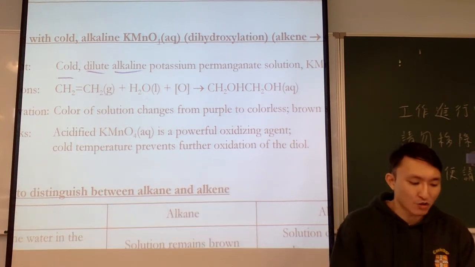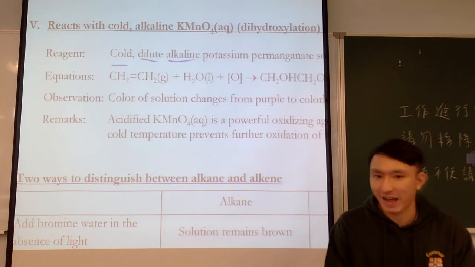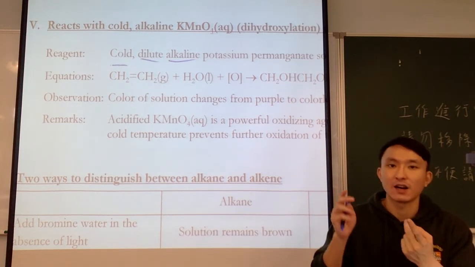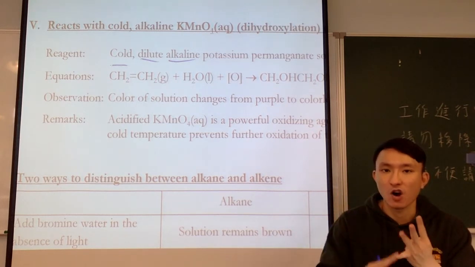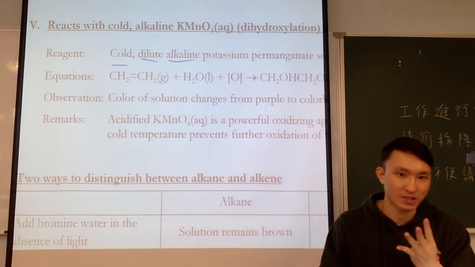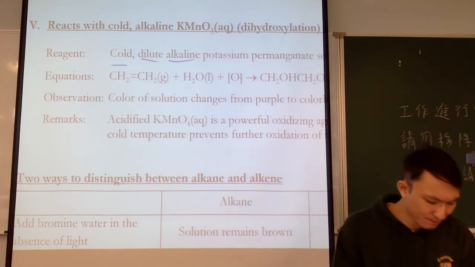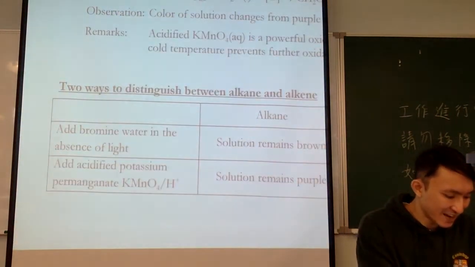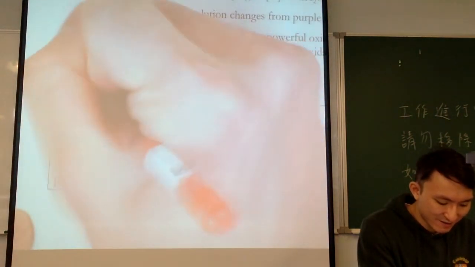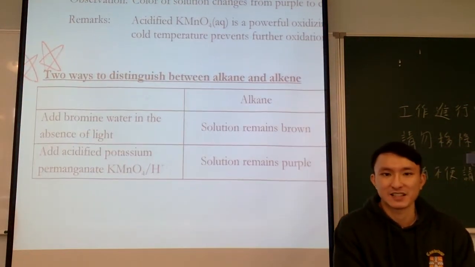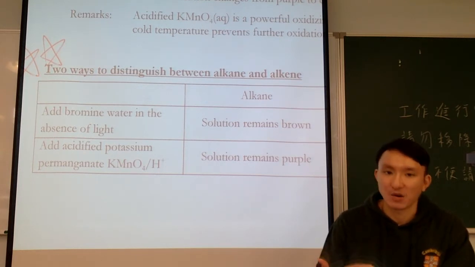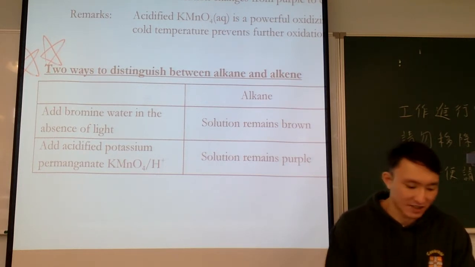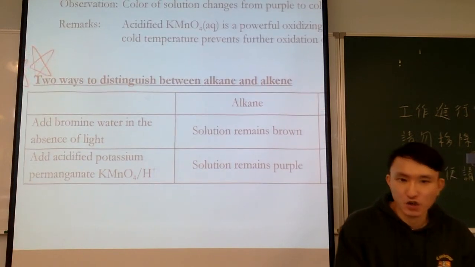All right. So far we talk about addition reaction with different reactants. We can react with hydrogen, hydrogen halide, halogen, and here cold alkaline potassium permanganate solution. Now down here, again, a very important part, frequently asked in the DSE exam, is trying to distinguish between alkane and alkene. So there are two common methods.